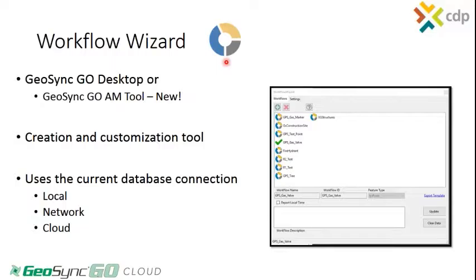The workflow wizard uses your current database connection, whether you're creating a local database, accessing a database across a network, or if your database is hosted in your GeoSync GO cloud service. So it accesses any of these places where you have your data, your actual SQL database, if you will, stored. The workflow wizard actually works with that database no matter where it's stored.